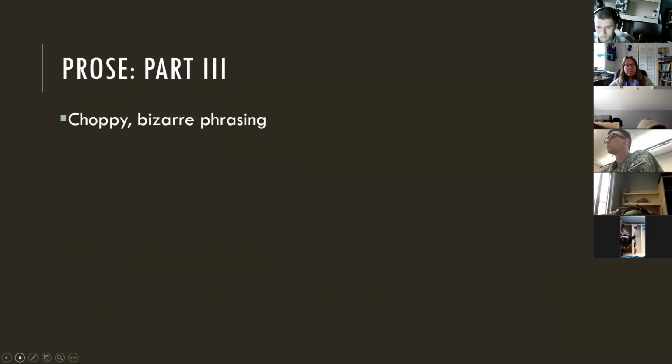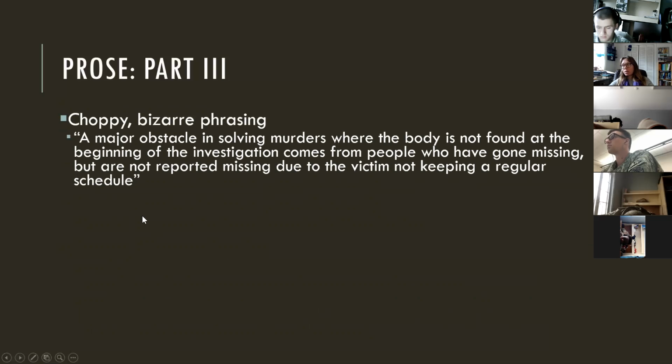Okay, so: choppy, bizarre phrasing. Here's an example of a student's sentence: "So a major obstacle in solving murders where the body is not found at the beginning of the investigation comes from people who have gone missing but are not reported missing due to the victim not keeping a regular schedule." If you have to take a deep breath once or twice while you're saying the sentence out loud, that's probably a run-on sentence. But also this just doesn't sound great.